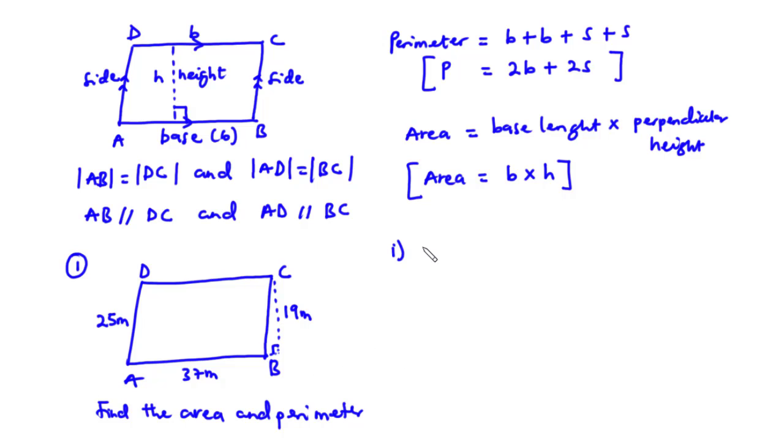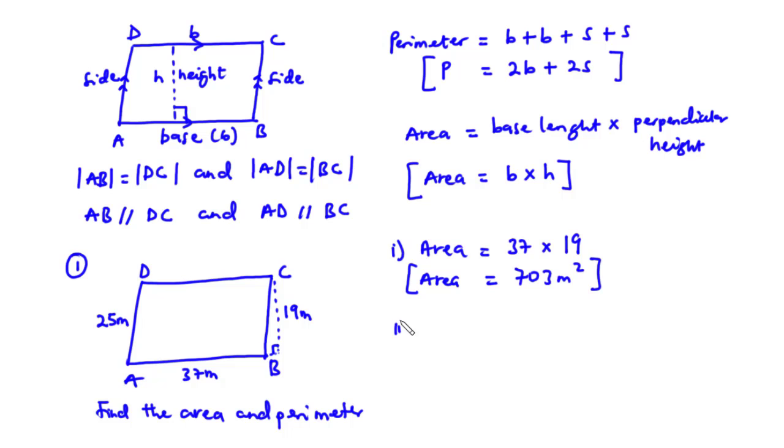So for the area, the area of a parallelogram is given by the base length times the perpendicular height. So we have the base length to be 37 meters, that is the side AB, times the perpendicular height, that is 19 meters. Now 37 times 19 gives us 703. So we have 703 meters squared. That is the area of this parallelogram.